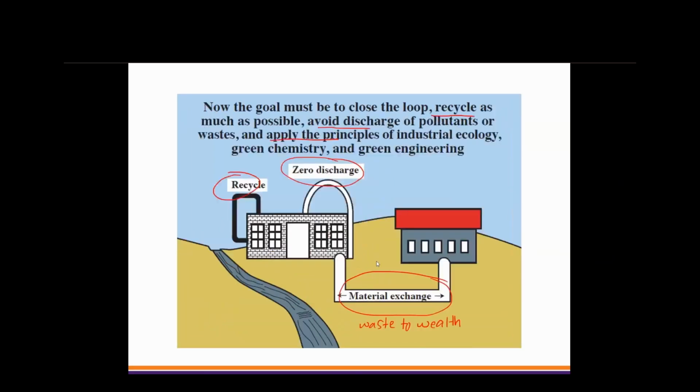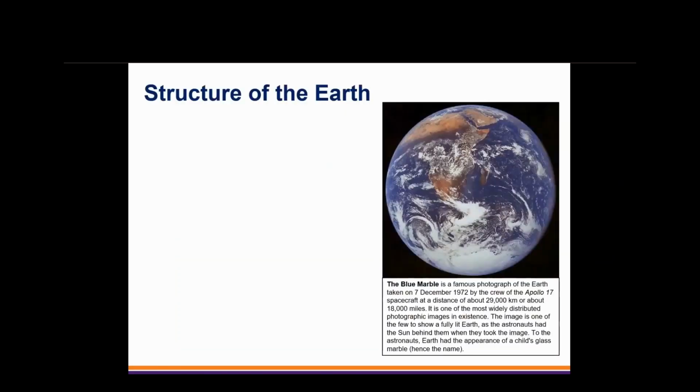Next, I will discuss the structure of the Earth. Okay, so this is, I think, the first image of the Earth. It was taken by the crew of Apollo 17 in 1972. Because of its beautiful image, it is called the Blue Marble. So this is how our Earth looks like.